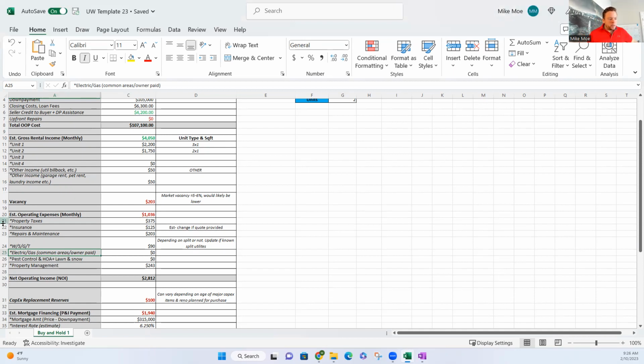If there's any HOA, if you got to account for lawn and snow removal, if you're not going to have your tenants do it, pest control, things along those lines.